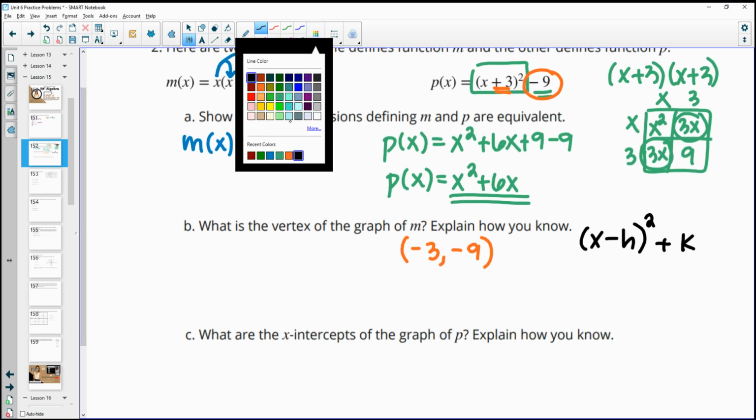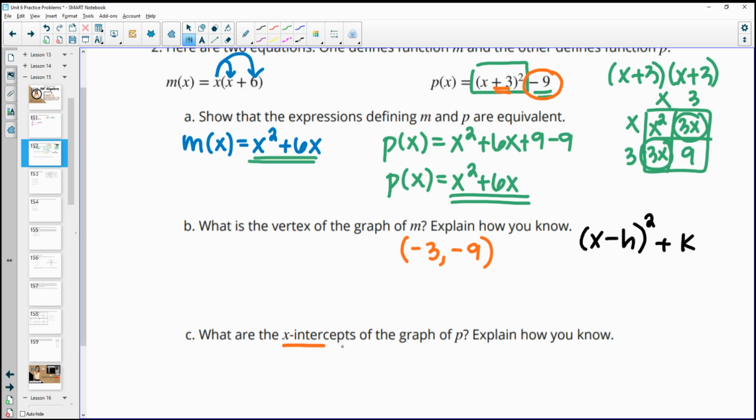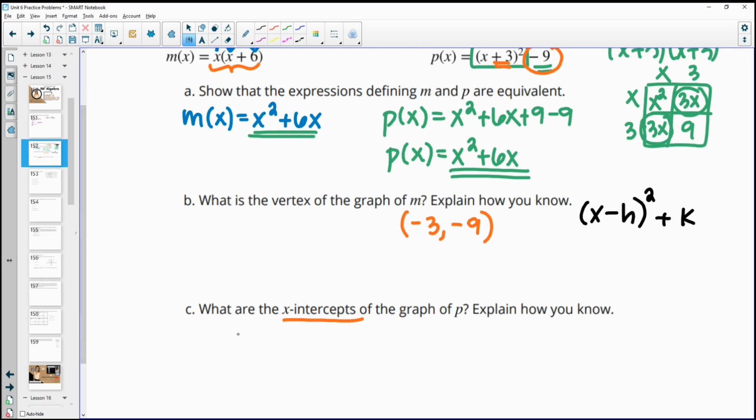Then it says, what are the x-intercepts of the graph of P? So again, if these are equivalent, we can use the factored form from M to get us our x-intercepts. So we know that 0 will make that first part 0. So x equals 0 is an x-intercept. And -6 will make this second factor 0. So -6 is our other x-intercept. And that will be the same for graph P because they are equivalent.